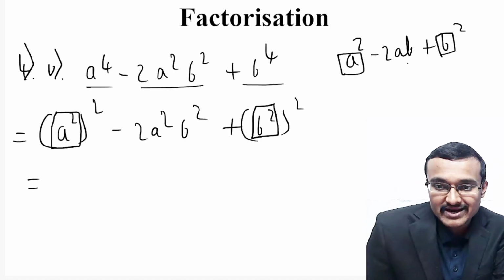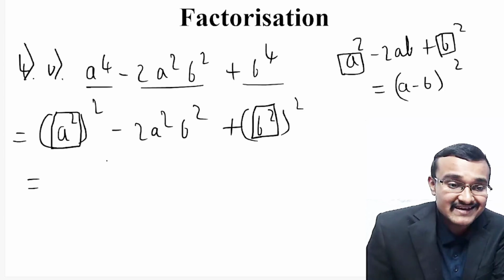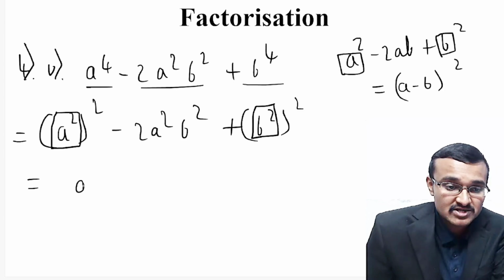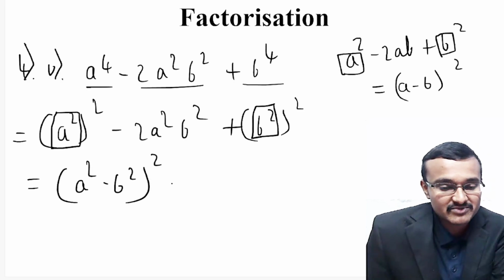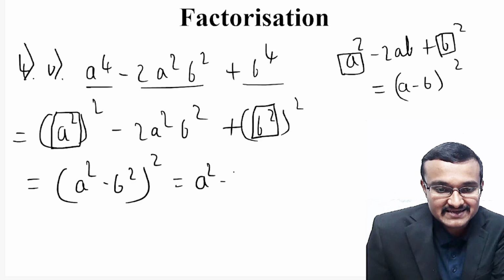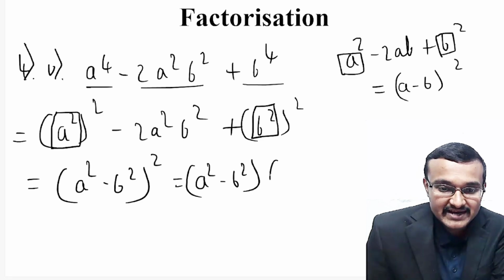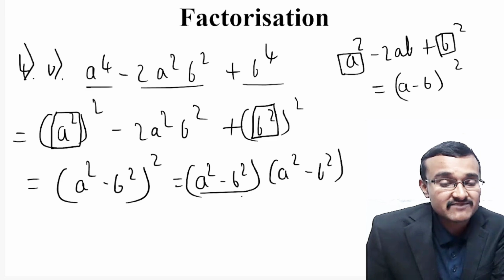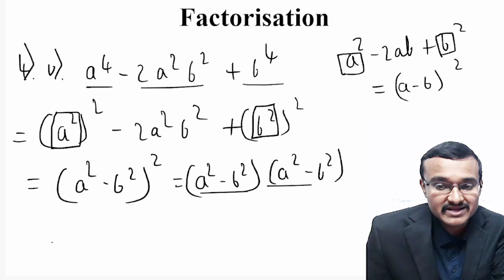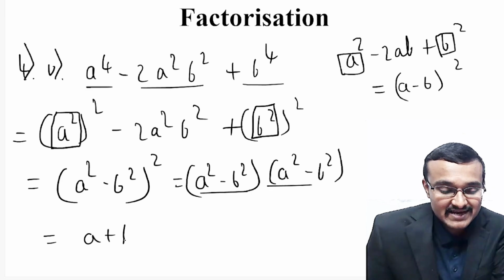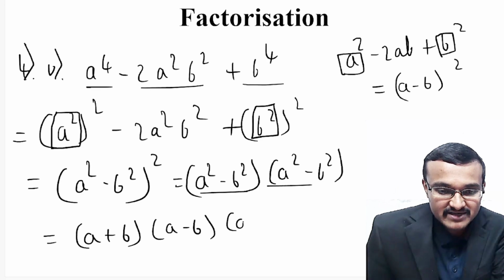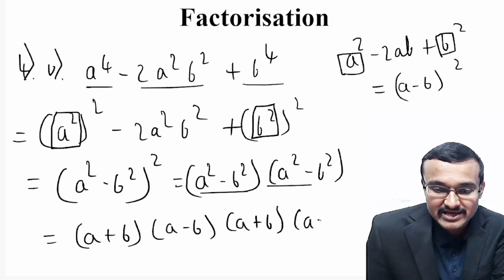So here you can write a square minus 2ab plus b square as (a minus b) whole square. Here a is a square and b is b square. So (a square minus b square) whole square will be there. So this you can write as (a square minus b square) into (a square minus b square). So again this is in the form of a square minus b square. So this you can again split as (a plus b) into (a minus b) into (a plus b) into (a minus b).